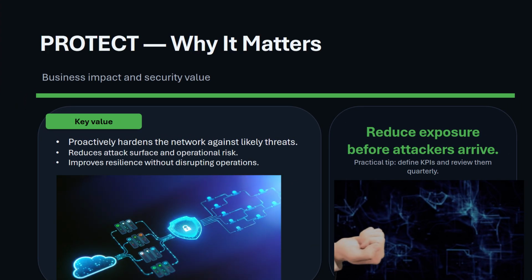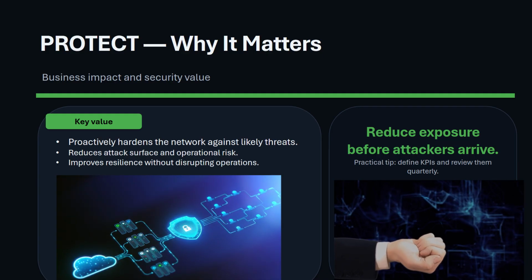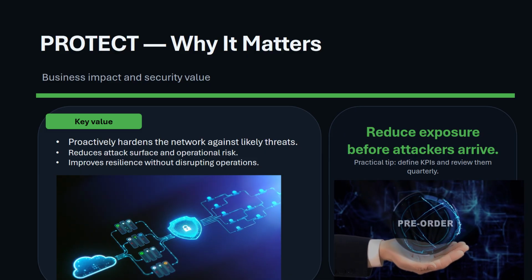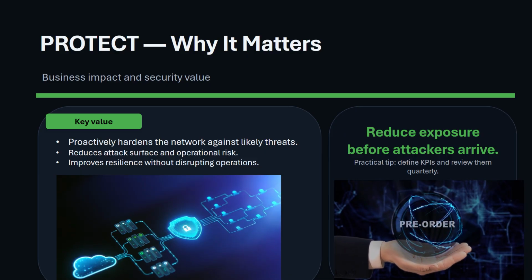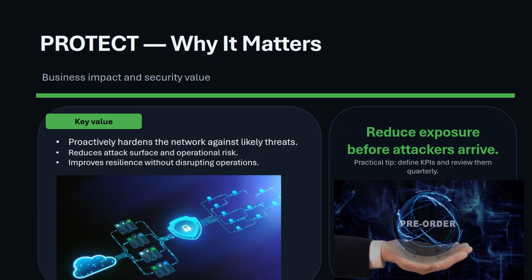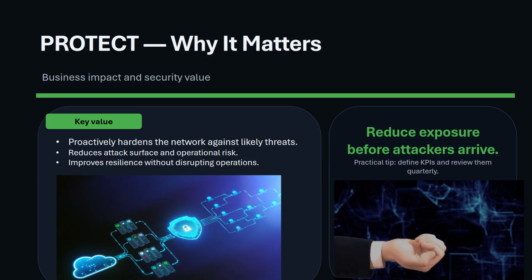Protect proactively hardens the network against threats, reducing the attack surface and operational risk. It improves resilience without disrupting operations, lowering exposure before attackers arrive. Define KPIs and review them quarterly to ensure effectiveness.